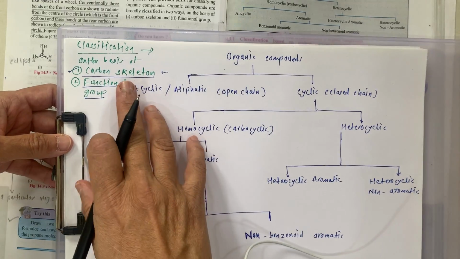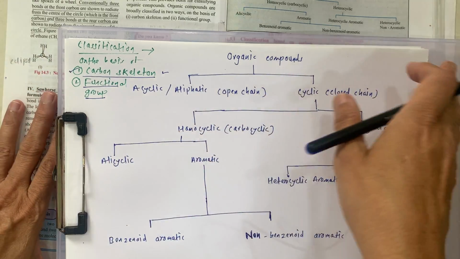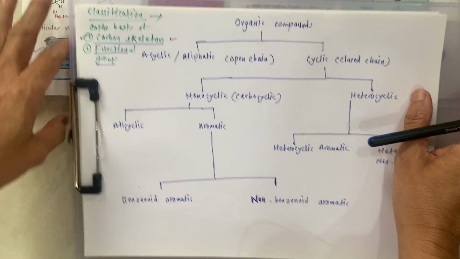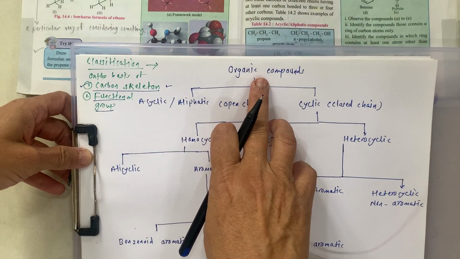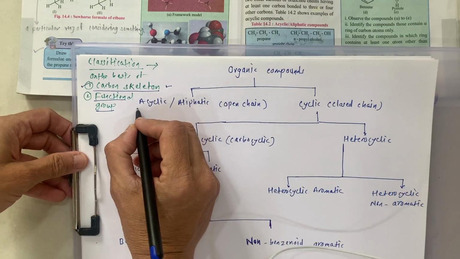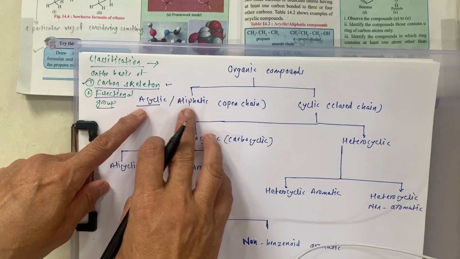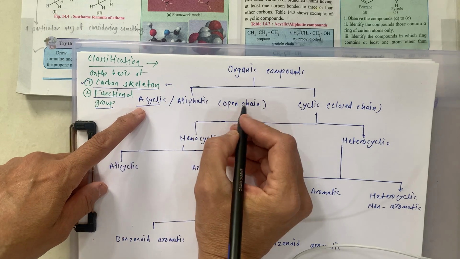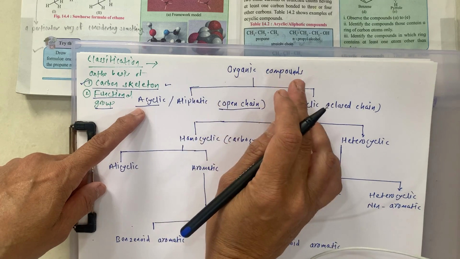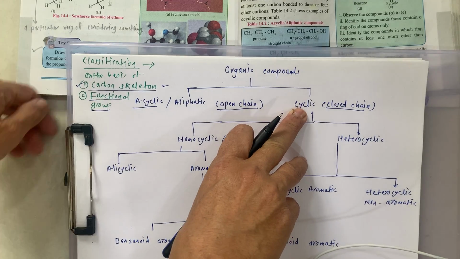First of all, we will see the classification based upon carbon skeleton. Here, first of all, we will see the organic molecules branch tree for the classification. The first class is the acyclic or aliphatic. What is the meaning of it? The compound is open chain, and the other class is the closed chain, which is called cyclic compound.